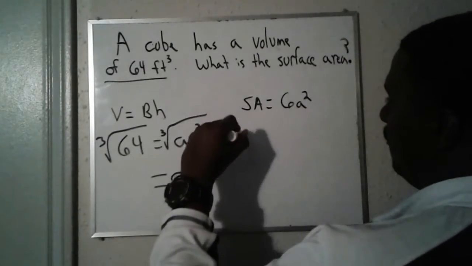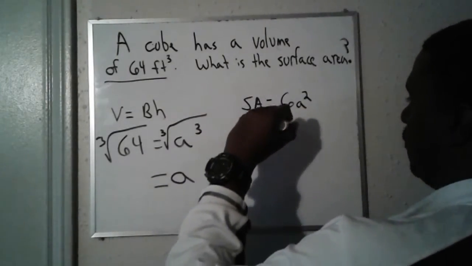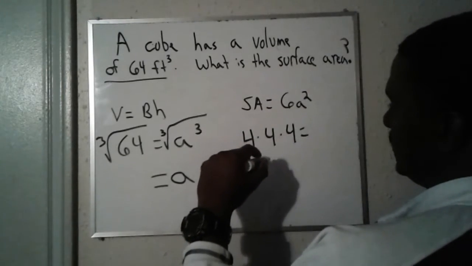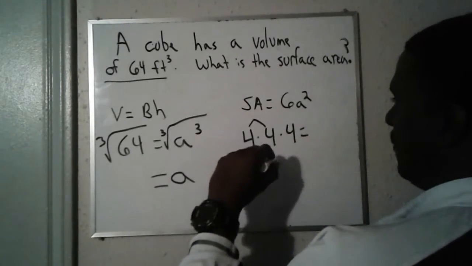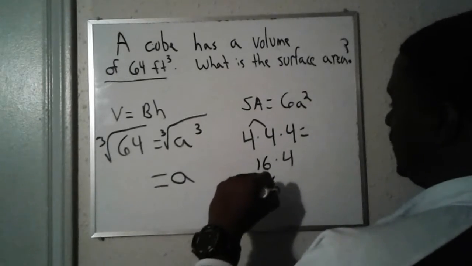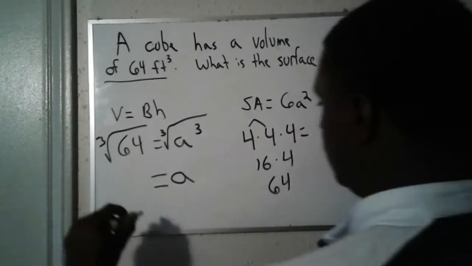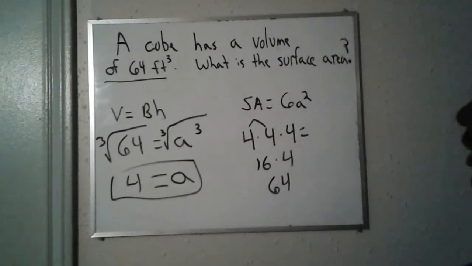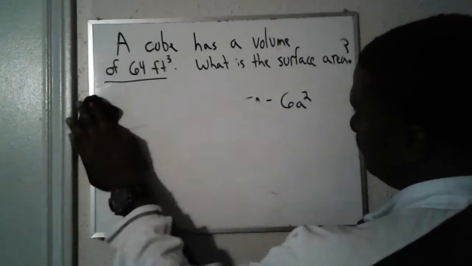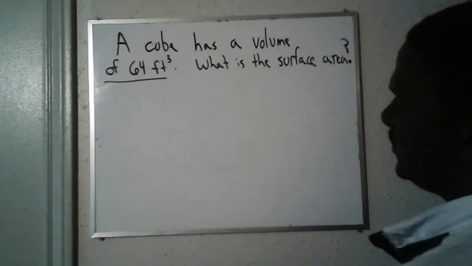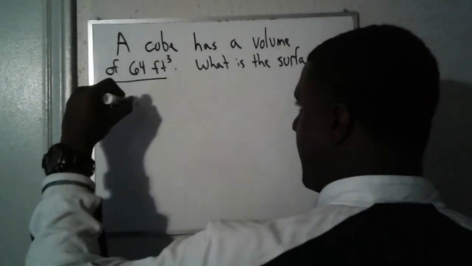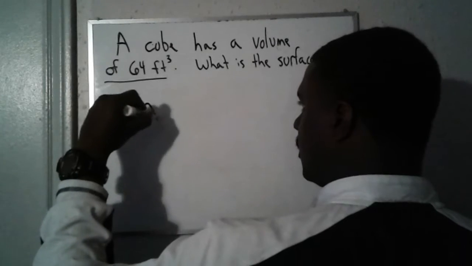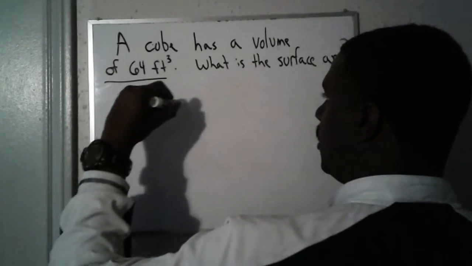Now let's try the number in between. 4 times 4 times 4. That's 16 times 4, and that equals 64. So the answer is 4. Now we got one side. We use the volume to find one side. Now we got to find surface area. And this is the surface area for a cube. This is the formula.